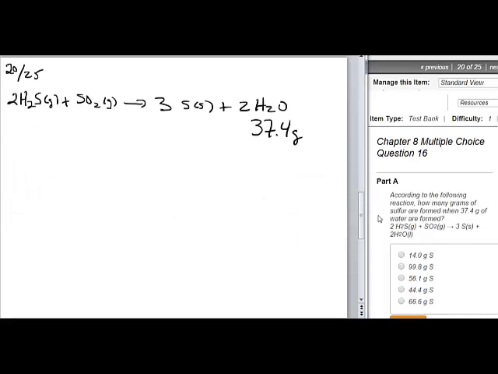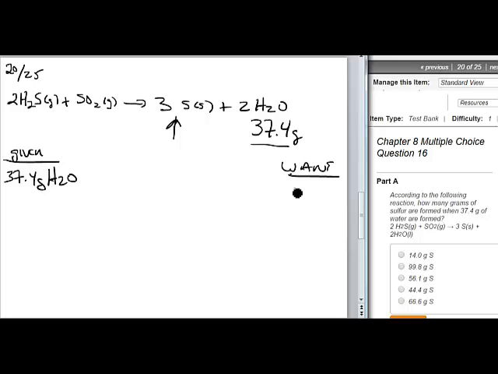So here for problem 20, it says, according to the following reaction, how many grams of sulfur are formed when 37.4 grams of water are formed? The question is, how many grams of this are formed along with it? Since these are stoichiometrically related, 3 moles for every 2 moles, we can just start with what we're given here. So what are we given? In this case, it is 37.4 grams of H2O. And what we want over here are the equivalent number of grams of sulfur. Every time it hops over, it's going to make this in mole ratios 2 to 3, 2 to 3.